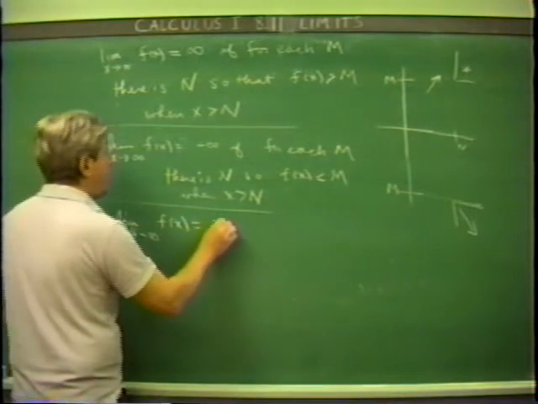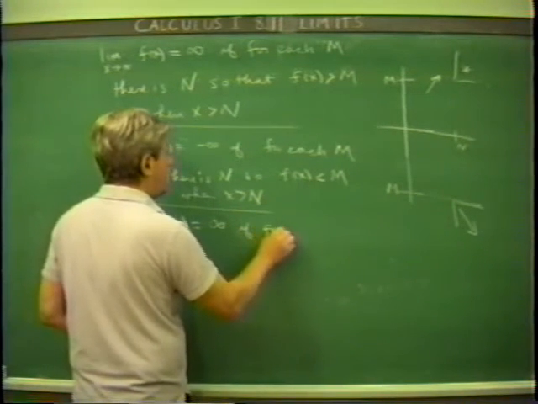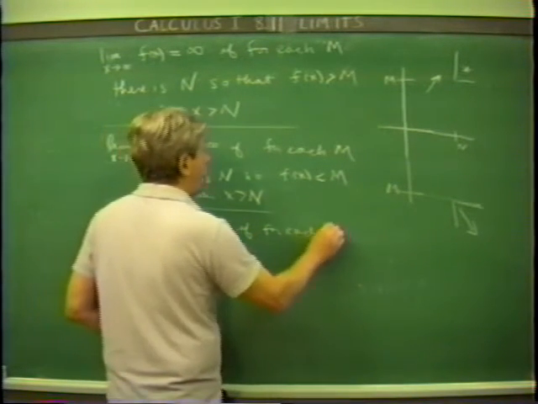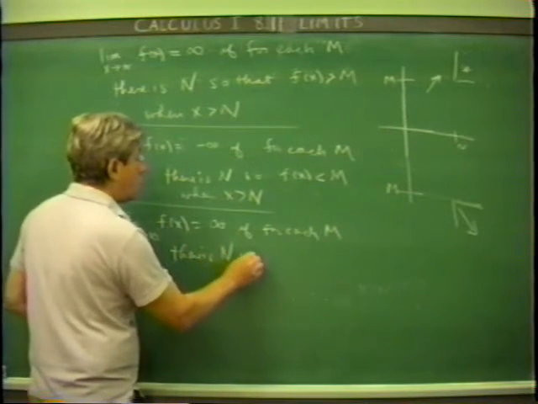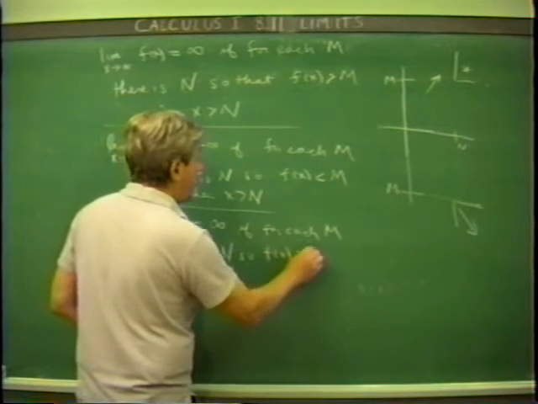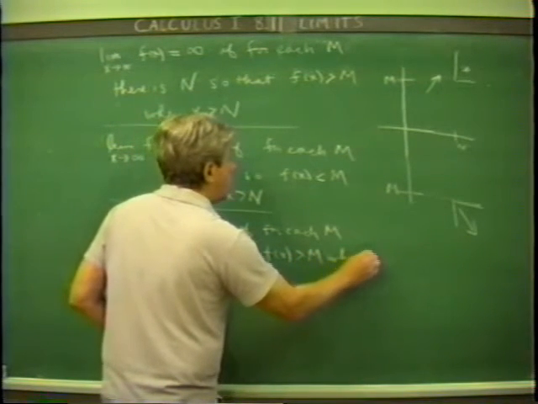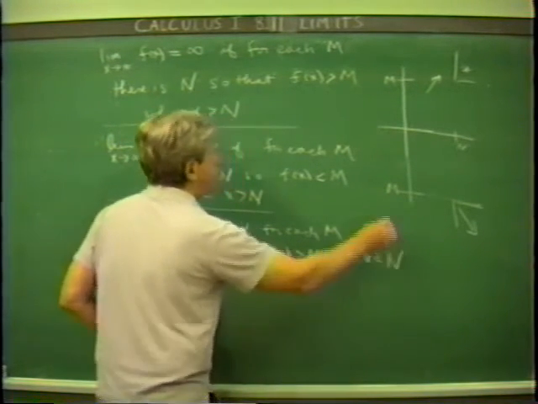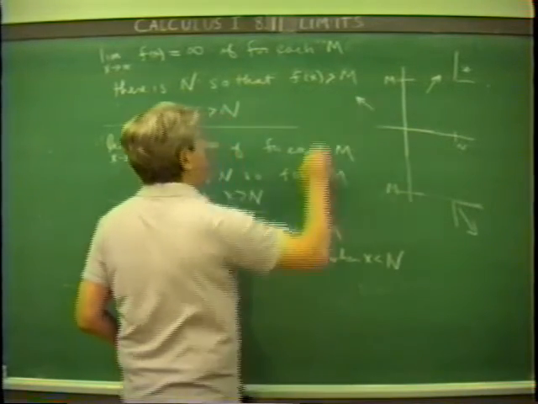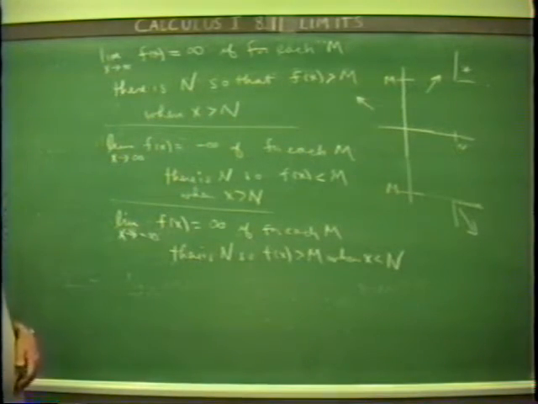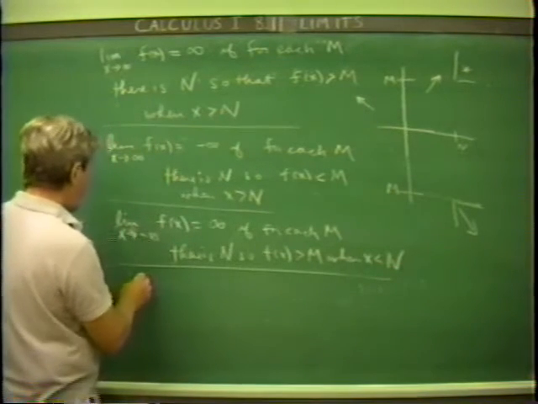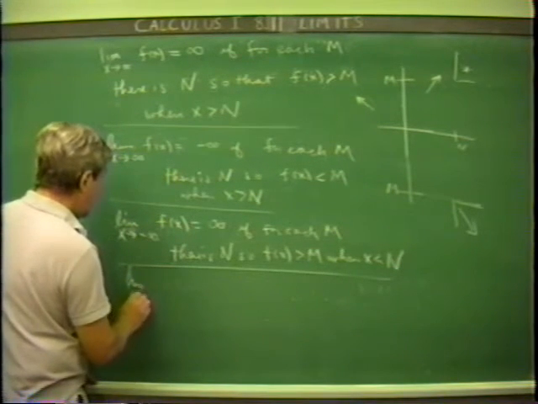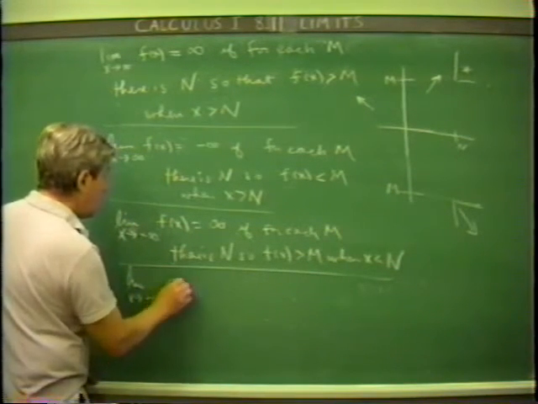That's to say, the limit as x approaches minus infinity of f of x will be infinity if for each m there is an n. So f of x is larger than m when x is less than n. Right? Picture there, we'll have the function going up toward the so-called upper left-hand corner. Of course, there is no upper left-hand corner.